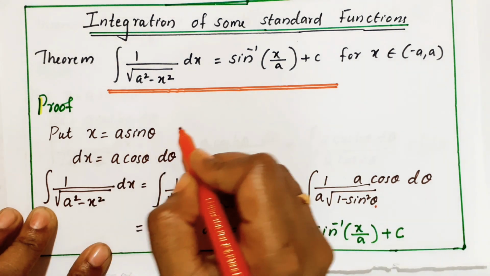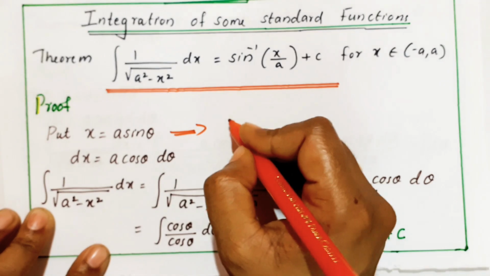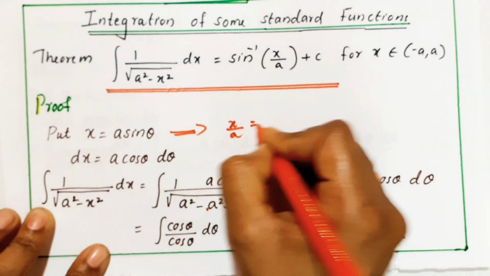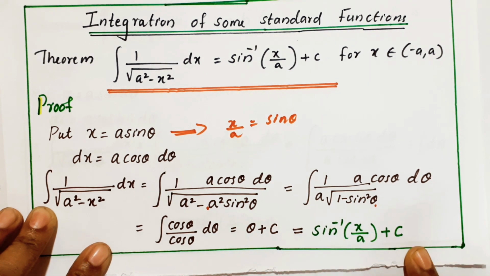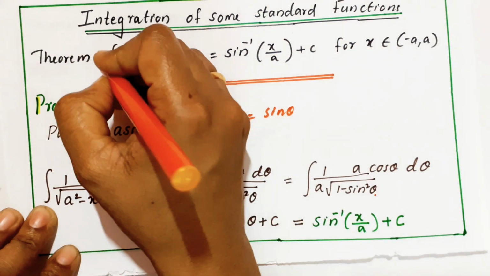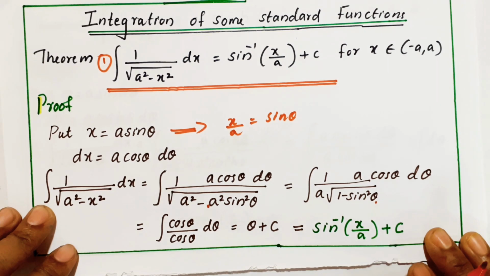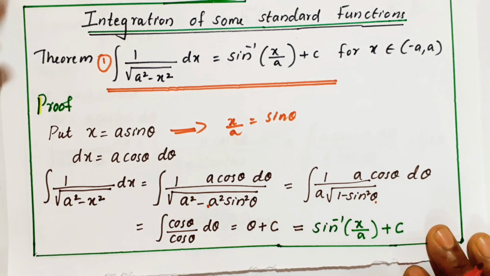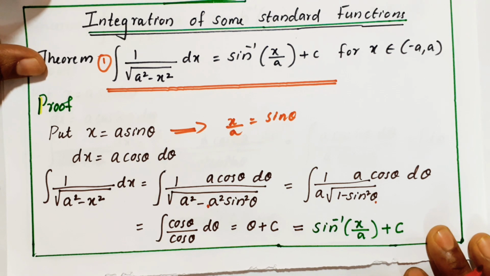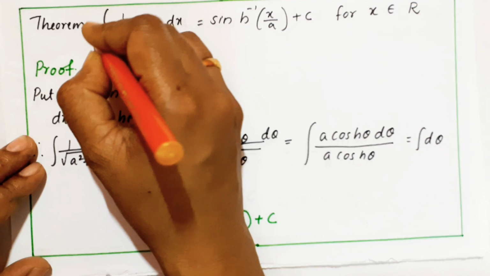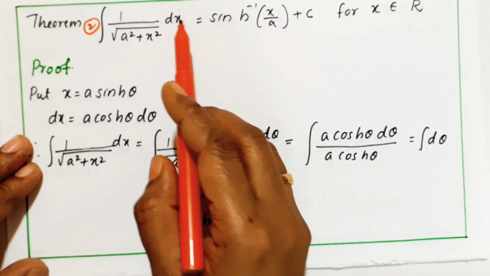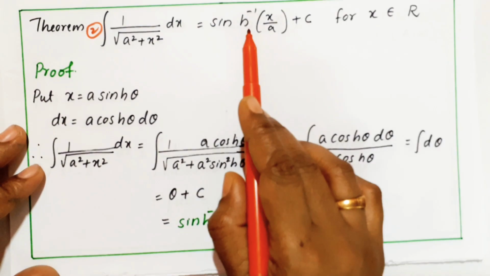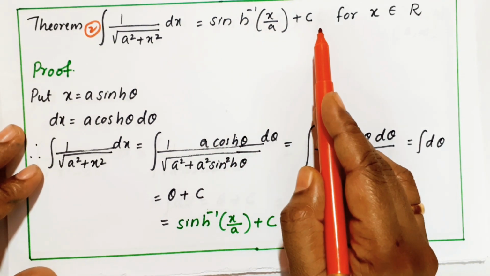Theta is nothing but, from this equation we can write x by a as sine theta. Therefore, theta equals sine inverse of x by a plus c. So in that way, we get the first result, that is, the integral of 1 by root over a square minus x square dx as sine inverse x by a plus c. See my second result. The integral of 1 by root over a square plus x square dx is sinh inverse x by a plus c.